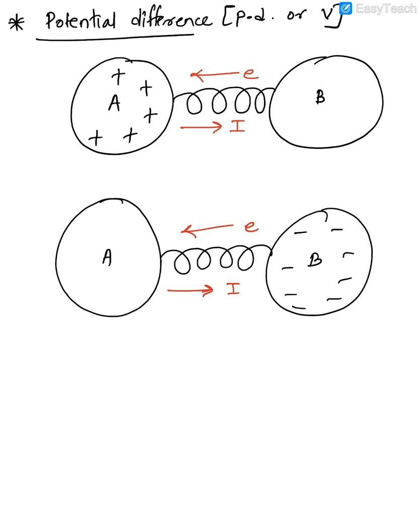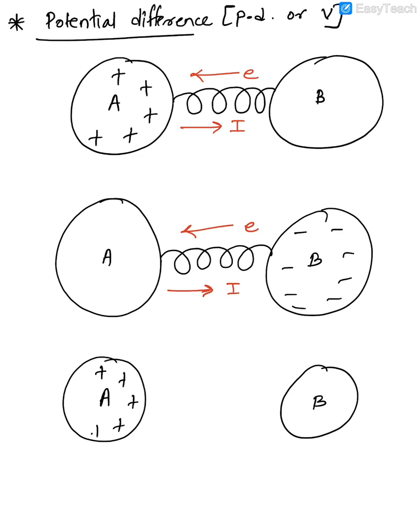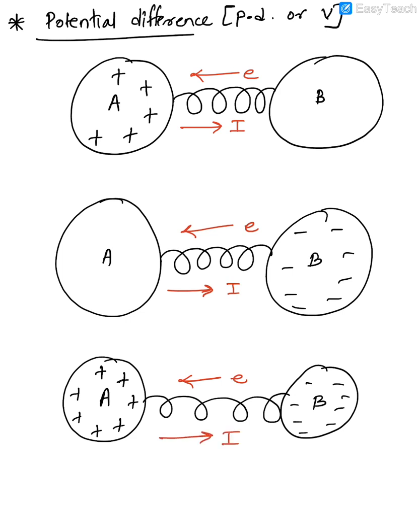Then guys, the last one now. In the last example, say I have two bodies again, A and B. A is positively charged here, and B is negatively charged, and there is a wire through which you've connected them. Now how will the electrons flow? Again the same thing: electrons have to go from negative to positive, and the current will always flow from positive to negative.